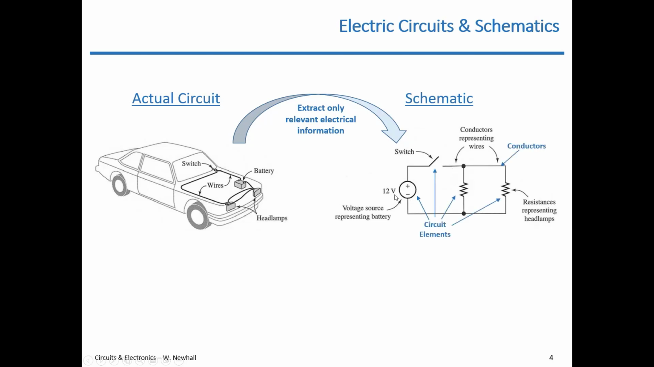So here's a circuit element. It's a 12 volt source. Here's the switch. Here are two resistances representing two headlights. In between those elements, we have conductors. Okay, so the lines connecting the circuit elements are assumed to be perfect conductors.